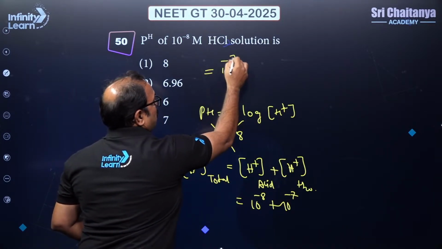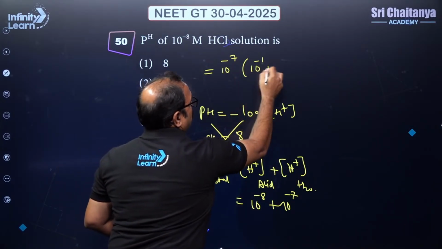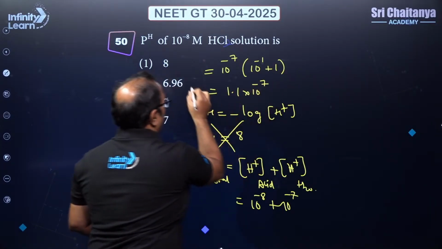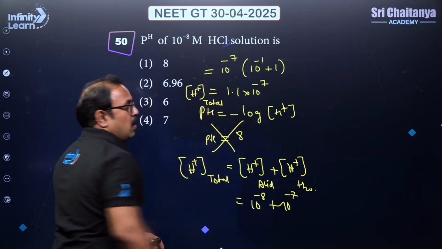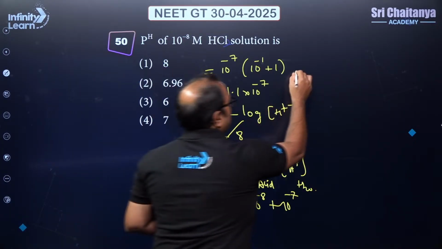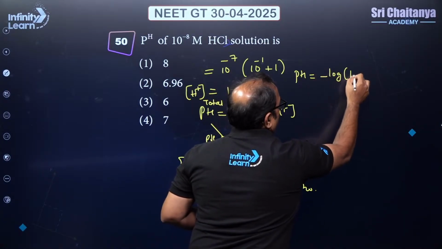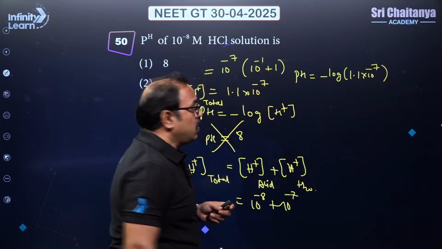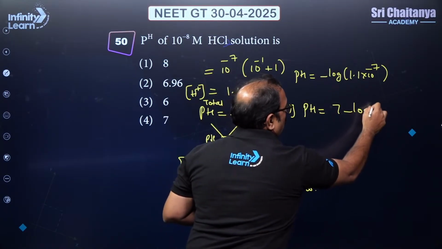So the mathematical solution can be done further. I am taking 10 power of minus 7 as a common factor in these two, so I will be writing 10 power of minus 7 times (1 plus 0.1), so this is 1.1 into 10 power of minus 7. Now this is the total H plus concentration of the given acid. Now you are finding pH for the total H plus ion concentration. So pH here will be represented as negative log of 1.1 into 10 power of minus 7. If you write this further, it can be represented as 7 minus log 1.1.